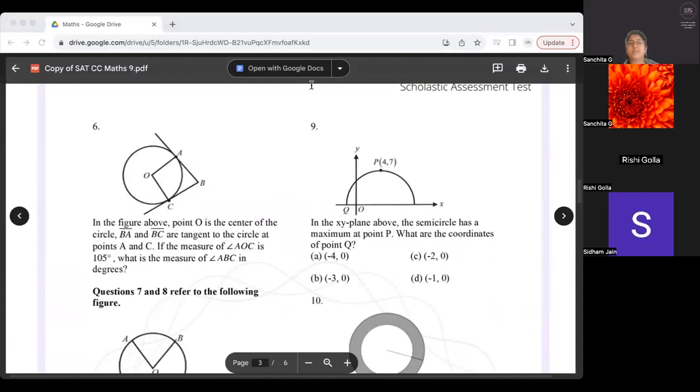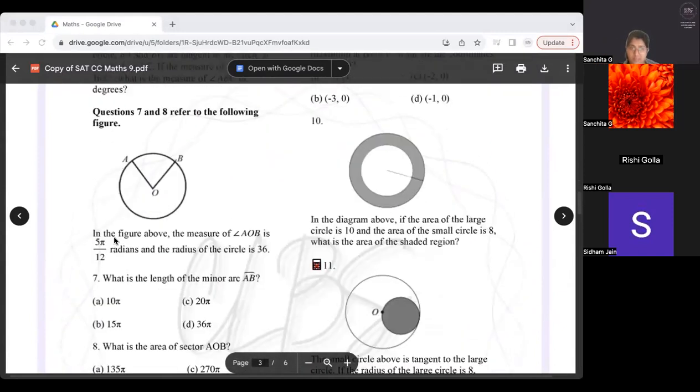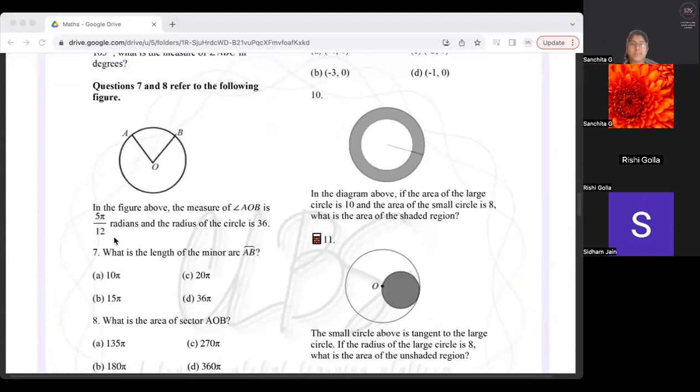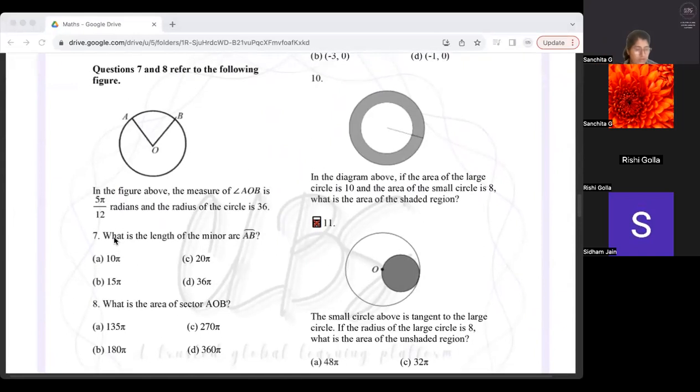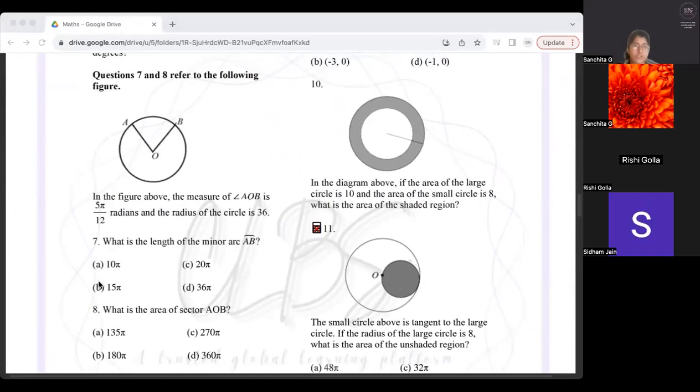Question 6, let's see, what is the answer? 75. 75 is absolutely correct. You just have to take 180 minus 105. You get 75. We've taken the theory also. Very nice. Let's see. Question 7. 7 and 8 we'll do together. Okay. Come on. Question 7. Decent question it is. What do I get?